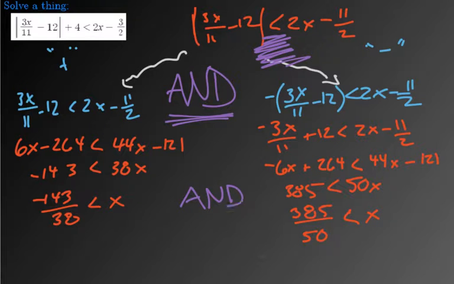So, these two things are basically, x is bigger than negative 143 over 38, and x is, so both of these are greater than, right? So x is bigger than negative 143 over 38, and x is bigger than 385 over 50. And so, it's an and, so you need to be concerned with the overlap, right?